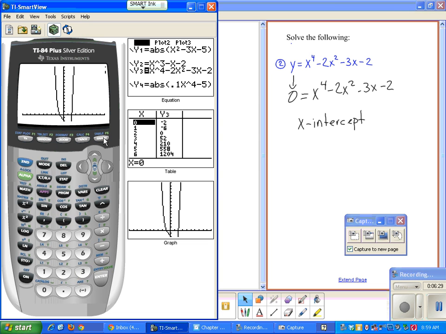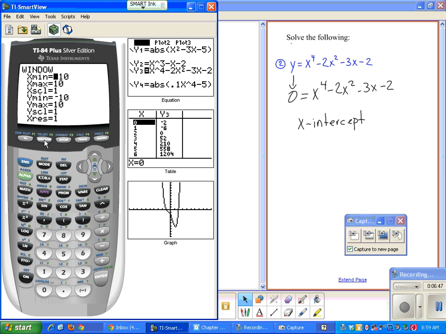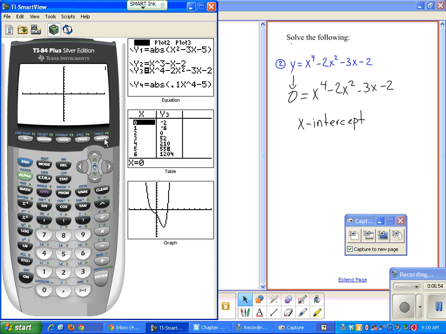When I graph it, I'm still in the other window, so I'm going to do a zoom 6 to go back to my standard viewing window. And you can see that we do have two x-intercepts. So whereas the last one had one solution, this one looks like it has two solutions. Let's zoom in on that by getting rid of some of that x-axis we don't need. Right now the x-minimum is at -10. Let's change that to -5, and let's change the max to 5. Let's graph.